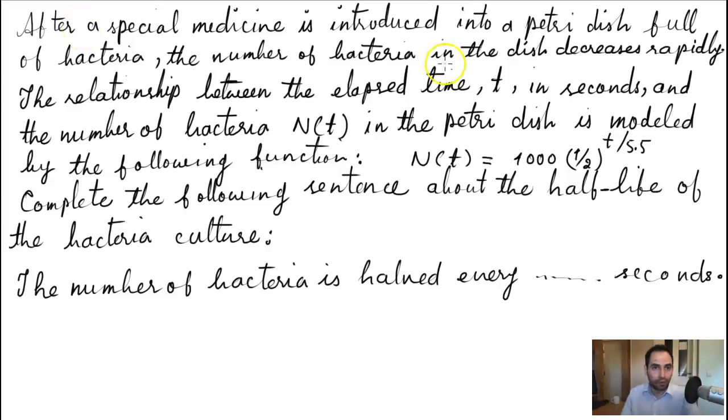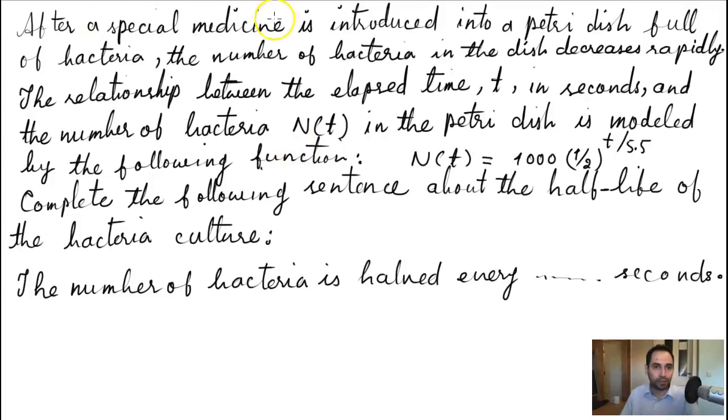So this is another example that I've taken from the Khan Academy. This is a very good example that shows you this kind of function. For example, n of t is equal to 1000 times 1 half raised to the power t divided by 5.5. This is the kind of function that sometimes you need to write in this form based on your requirements. And how that happens, we will find out in this example.